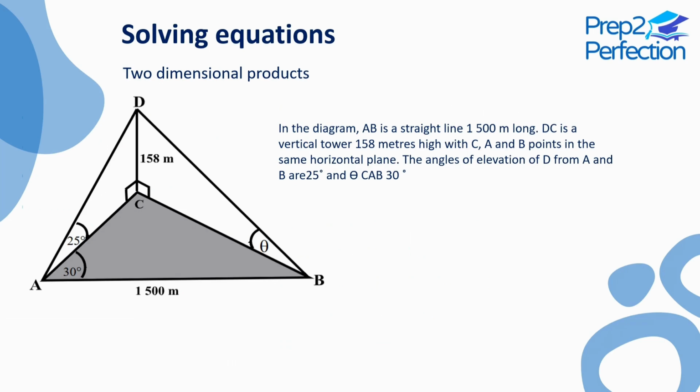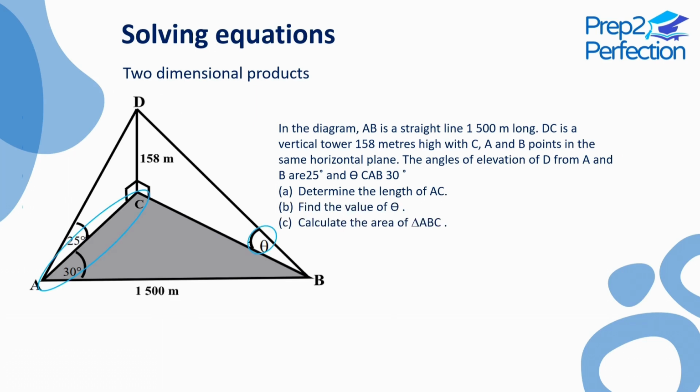We're going to now move on to three-dimensional problems. In the diagram, AB is a straight line of 1,500 meters. DC is a vertical tower of 150 meters high, with C, A, and B points in the same horizontal plane. The angles of elevation of D from A and B are 25 degrees and theta, and angle CAB is 30 degrees. Determine the length of AC. Find the value of theta. Calculate the area of the triangle ABC.